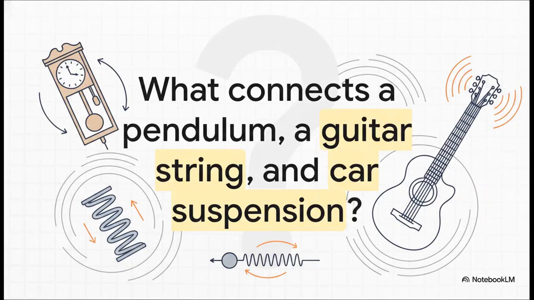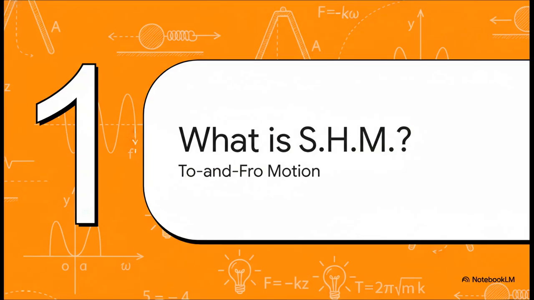So, to get things started, let's kick off with a question. I want you to picture a few things: a pendulum swinging back and forth, a guitar string vibrating to make a note, and even the springs in your car bouncing after a pothole. They seem pretty different, right? But what's the one physics principle that ties them all together? Well, if you guessed that it's all about a special kind of back-and-forth motion, you're exactly right.